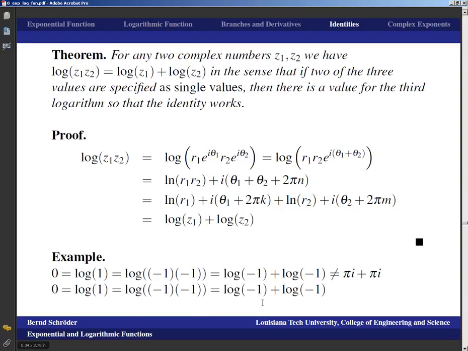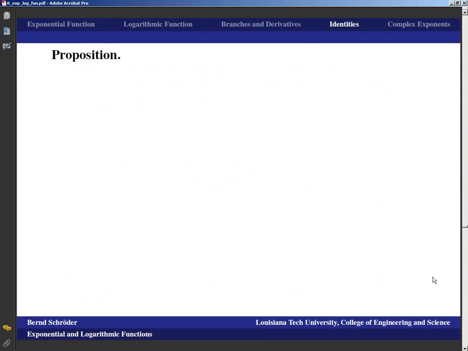Since we have a single value here, we should specify a single value here, and it's negative pi i plus pi i, because of course the multiple valued logarithm of negative 1 also spits out a negative pi i, which is just a pi i rotated by negative 2 pi back to the negative pi i.